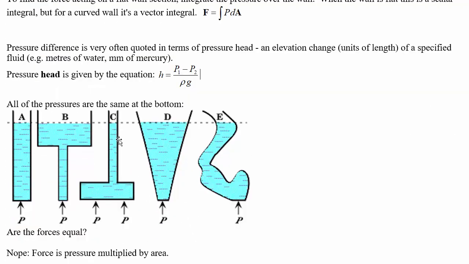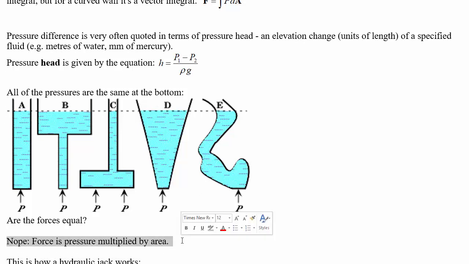All the pressures at the bottom of these are the same. Why? Because they're the same height down, they're the same depth. Are the forces equal? No, force is pressure multiplied by area. So here we have one kind of force.